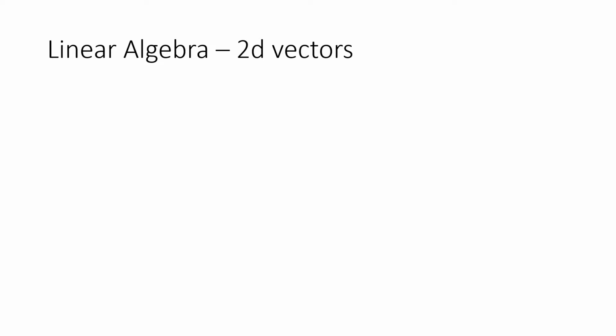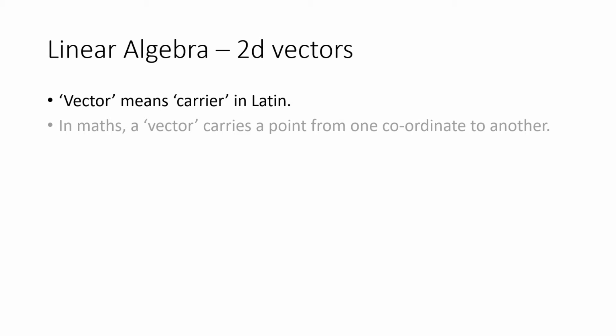So we're going to start with 2D vectors, and vector as a word means carrier in Latin. So in maths that means it carries a point from one coordinate to another. You may have heard of other vectors like disease vectors, it just means carrier. But in maths it carries something from one place to another, so it should only be thought of as a direction. But we can get a bit loose with that, especially in programming, so be aware.